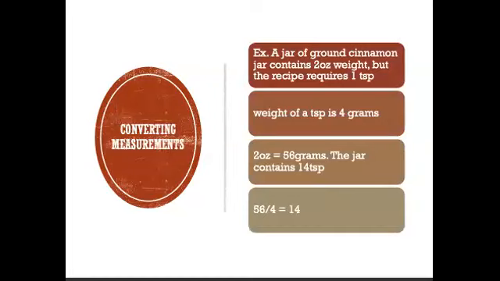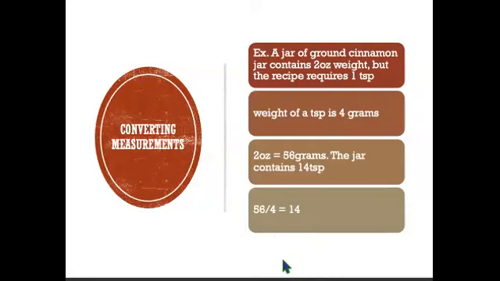Converting measurements. So a jar of ground cinnamon contains 2 ounces in weight, but the recipe requires 1 teaspoon. So the weight of 1 teaspoon is generally 4 grams. Okay. So if the jar contains 2 ounces, 2 ounces is equal to 56 grams. So that means that the jar contains 14 teaspoons. So you divide 56 by 4, you have 14 teaspoons in that jar.